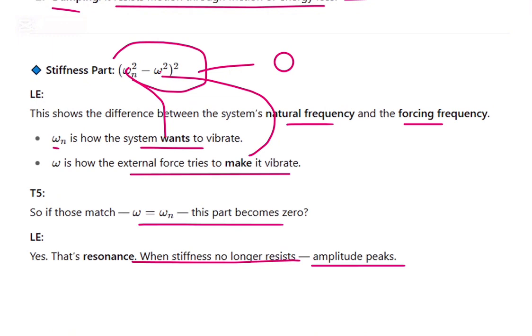Okay, basically omega n and omega. Omega n is how the system wants to vibrate, and omega is how the external force tries to make it vibrate. If the stiffness part becomes 0, that means the amplitude reaches its peak.